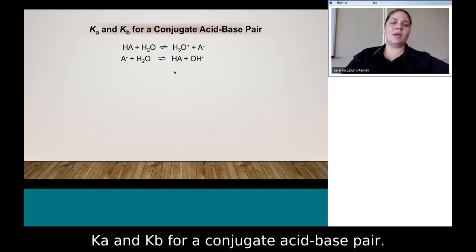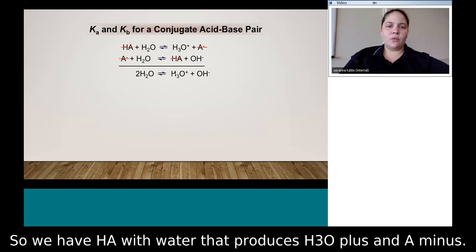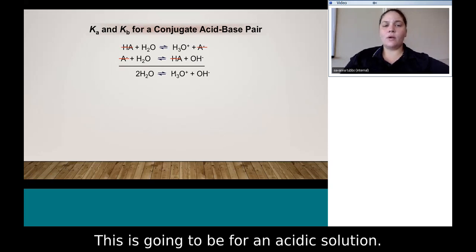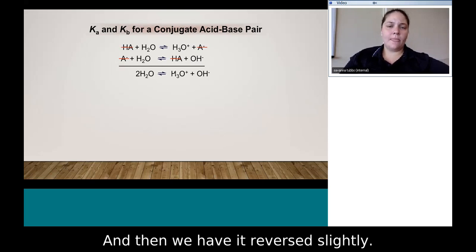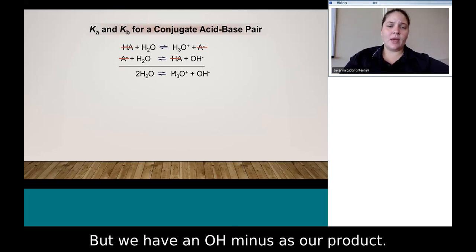Ka and Kb for a conjugate acid-base pair. So we have HA with water that produces H3O+ and A-. This is going to be for an acidic solution. And then we have it reversed slightly, but we have an OH- as our product.